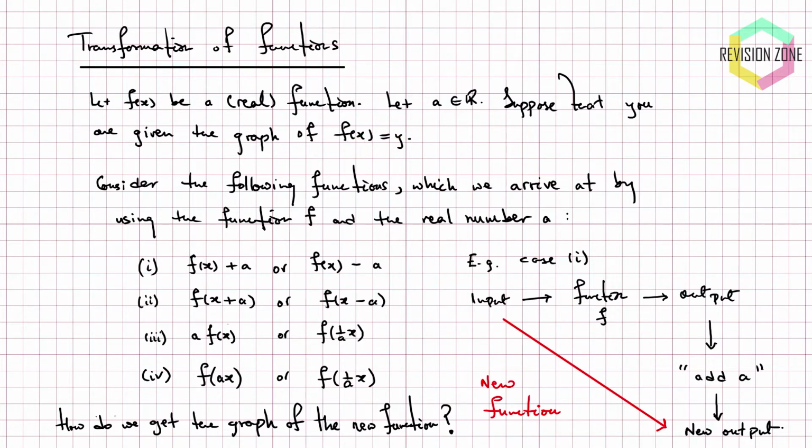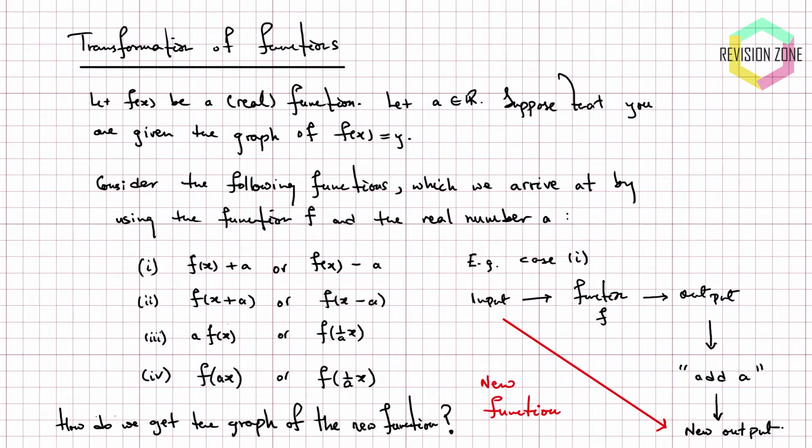So we're given the graph of a function, and then we pick some real number, a, and we can go on to construct lots of new functions. Here are lots of examples. One way of constructing a new function would be to take the old function and add a number to the old output to get the new output, or take away a number from the old output. Another way would be to change the inputs you put in, by either adding a to the input before you put it into the function, or by taking away a from the input before you put it into the function.